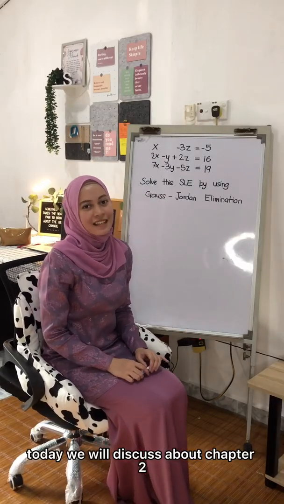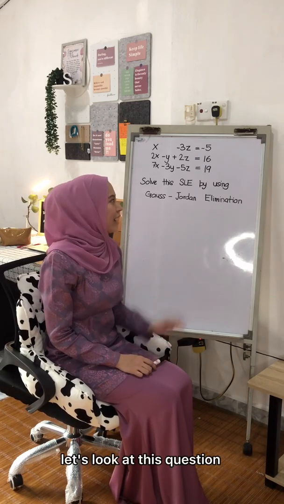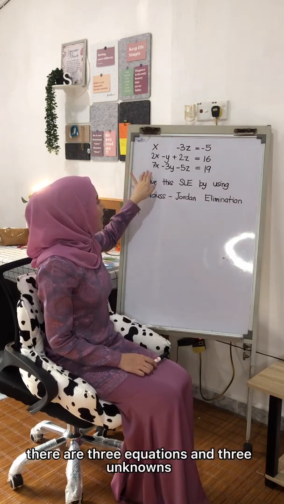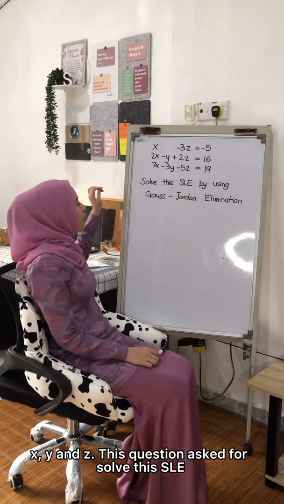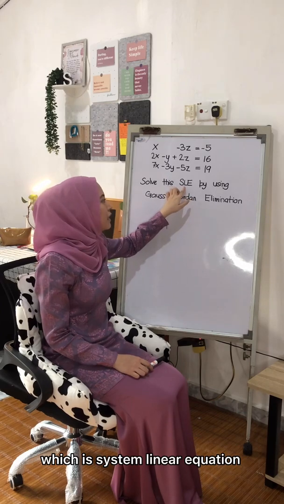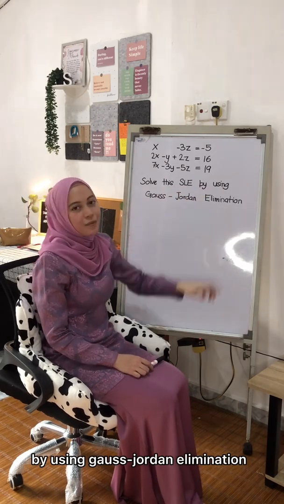Today we will discuss chapter 2, which is linear algebra. Let's look at this question. There are 3 equations and 3 unknowns, x, y and z. This question asks us to solve this SLE, which is a system of linear equations, by using Gauss-Jordan elimination.